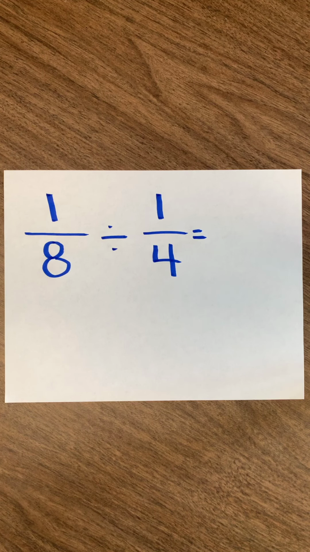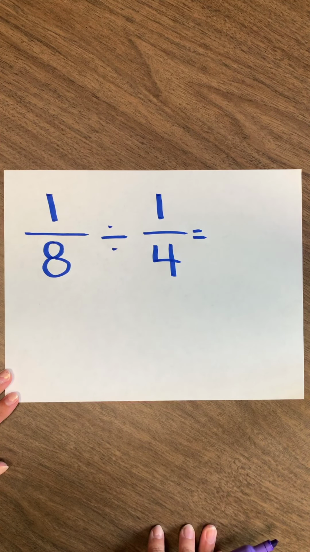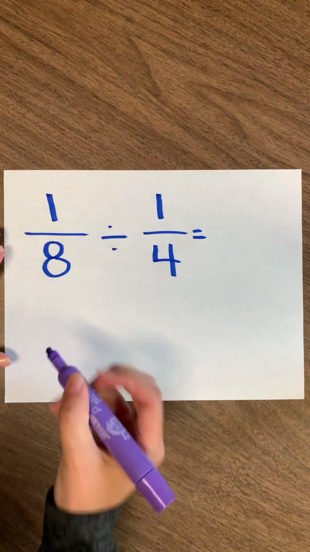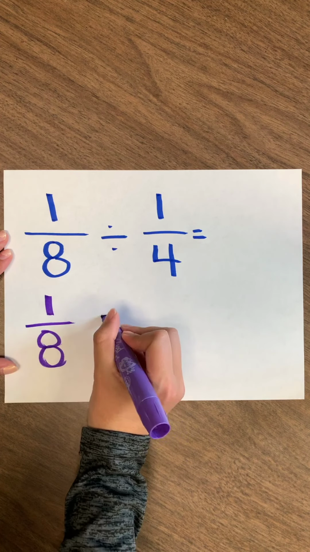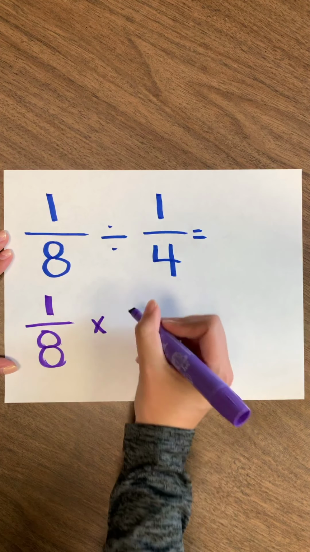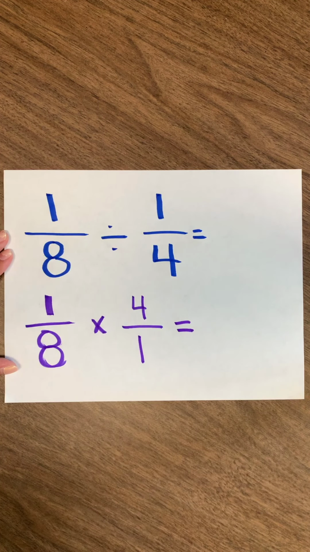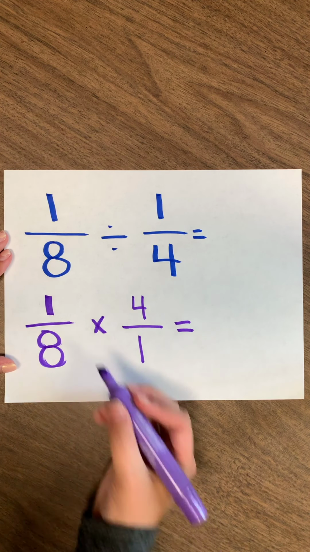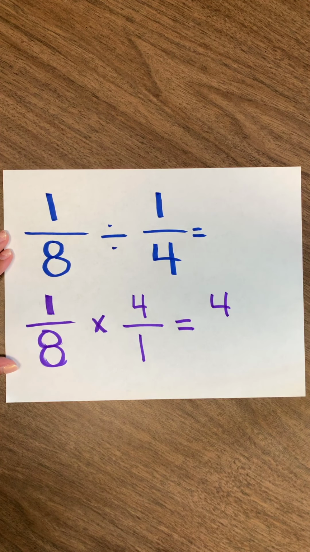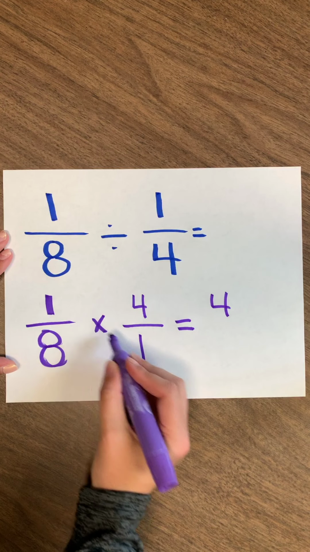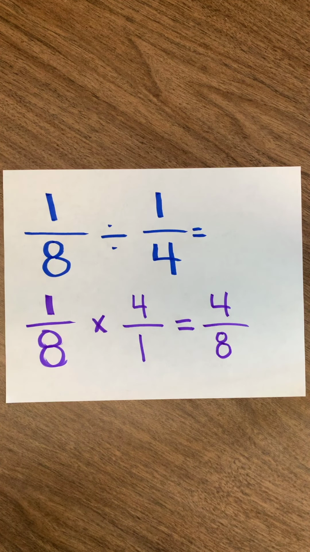So the trick with division when it comes to fractions is to flip the second fraction to its reciprocal. So 1/8, we're going to multiply that by not 1/4, but 4/1. So we will multiply the numerators first. 1 times 4 is 4. And then we'll multiply the denominators. 8 times 1, which is 8. And we end up with 4/8.